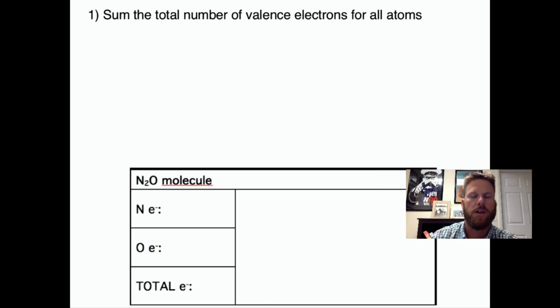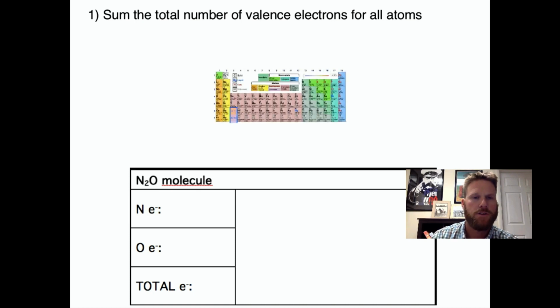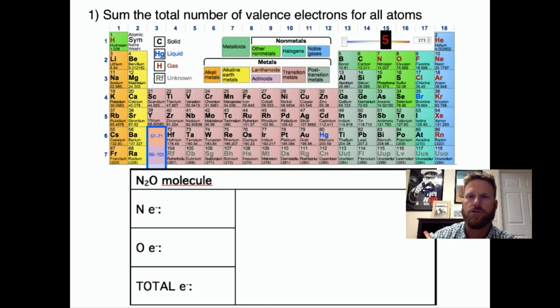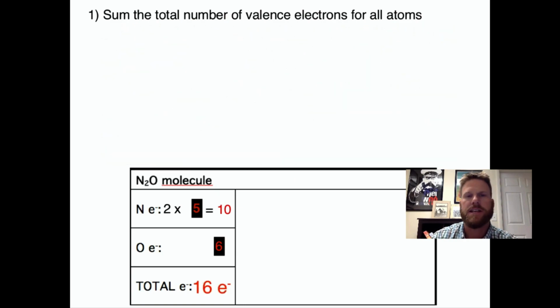Let's try out another one that actually could have a couple different valence structures to be correct. So N2O. If you look up nitrogen, it has 5 valence electrons. There are 2 of those, so we have 10 total electrons from nitrogen. Oxygen's in family 6, so it has 6 electrons. So we have 16 total electrons to assign.